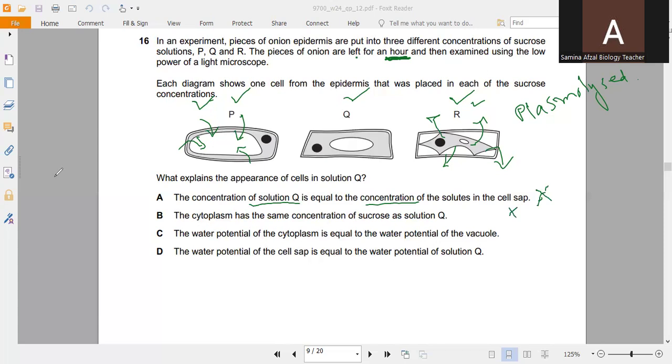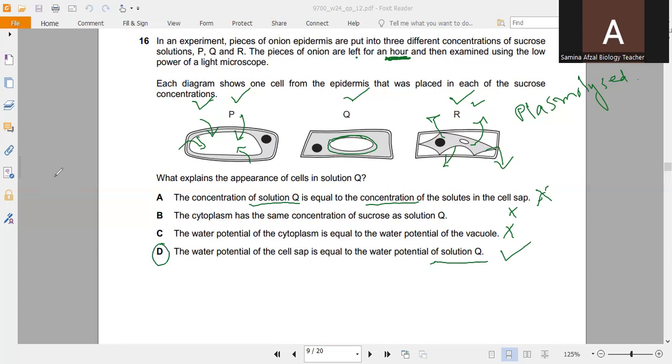Again, the water potential of the cell sap is equal to the water potential of the solution. So this is the correct option. That is the water potential of the cell sap was equal. So it is of normal size. There is no movement of water outside the vacuole, and there is no movement of the water from the solution into the cell sap. So in this way, I would like to say the D is the correct option.